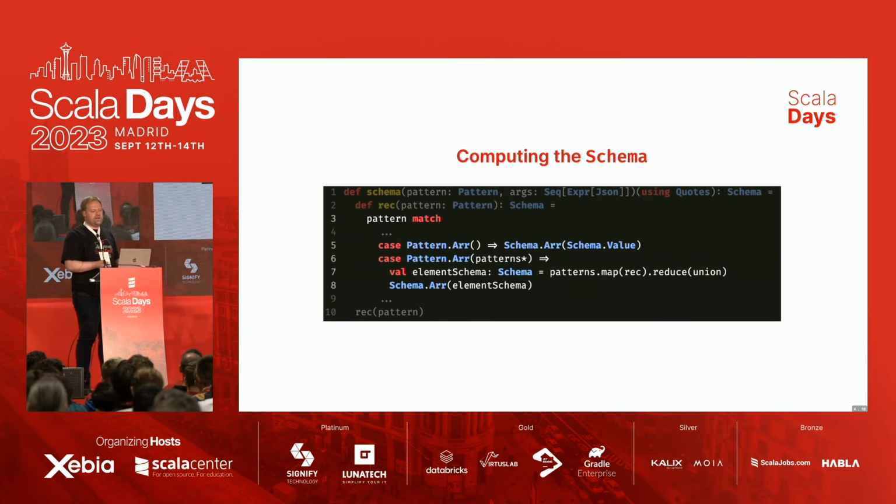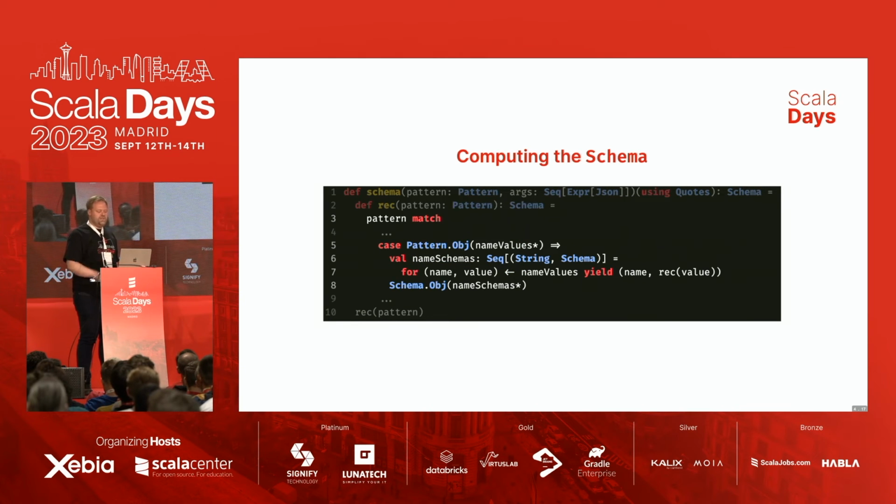If you have two strings, you get a string. If you have two arrays, you will get the array of the union of those schemas. And if you have objects, we do something really similar. We just take the name values, but only recurse on the values to get the schemas of the values, and then we can create the schema from that.